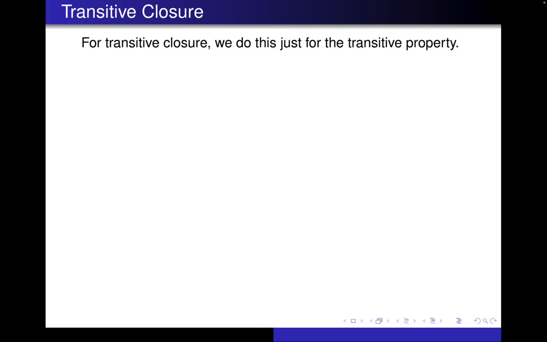So for the transitive closure, we do exactly what we did with the previous relation, except we're not worried about making it a partial order. All we're worried about is, does it have the transitive property? And we're going to make as few arrows as possible to make that happen.